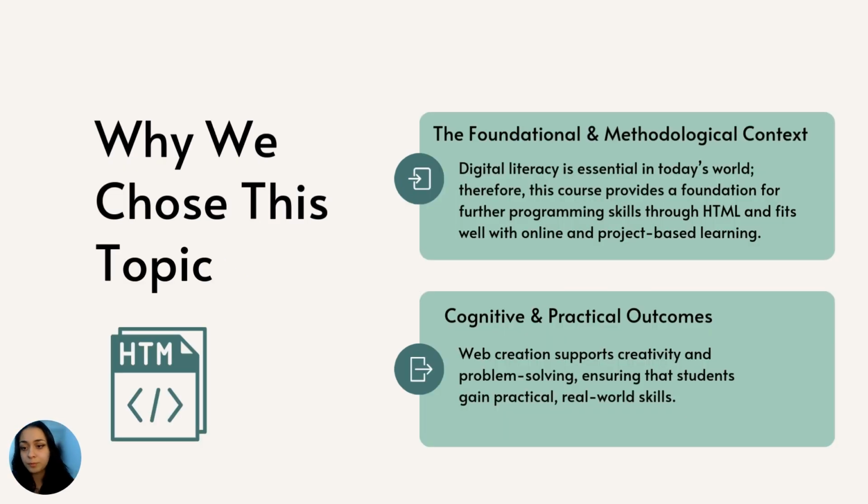So the reason why we chose this topic is because of both the foundational context and the cognitive and practical outcomes. As you know, we live in a modern and digital world, and digital literacy is actually the most important skill in today's world. And we ensure that the students have a foundation of those programming skills or other technical skills that they will have to use later on. And so for that, web and HTML is really, really important. And also the web and HTML technology skills support creativity and problem solving. So that's another thing that we considered as well.